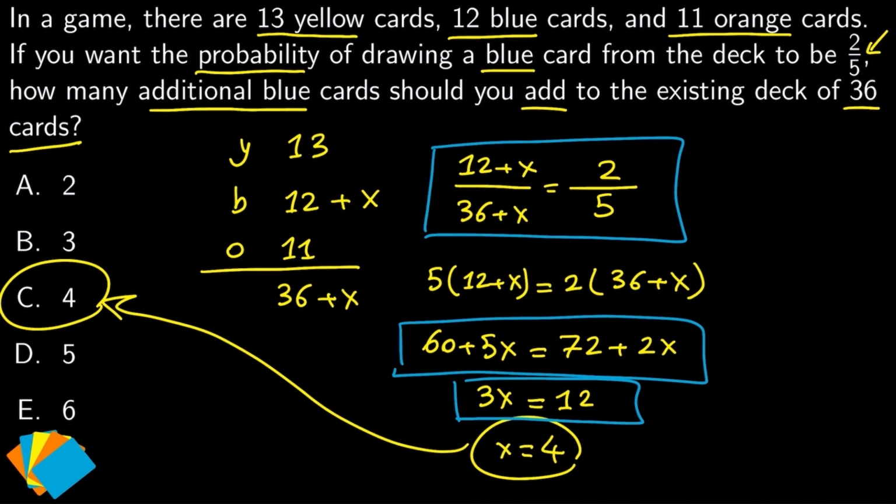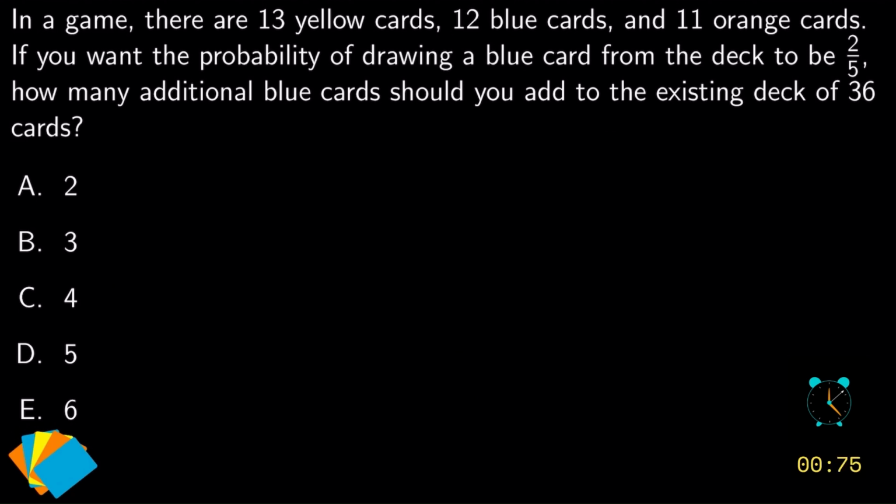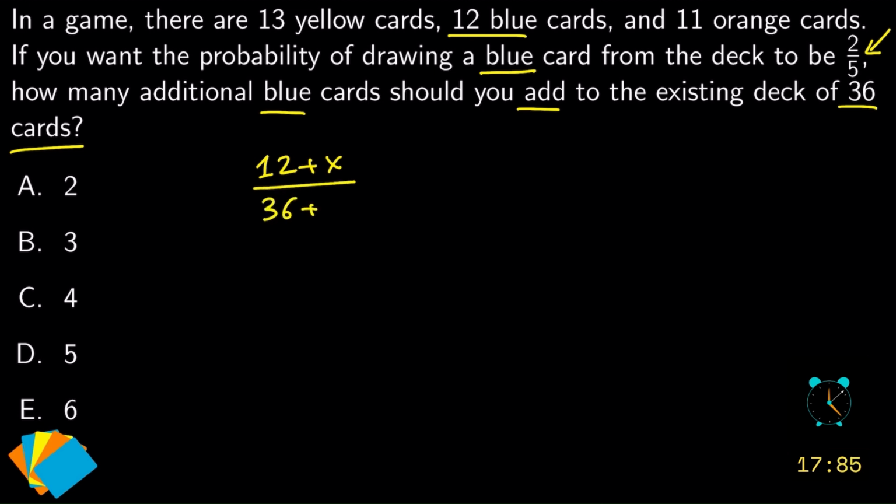Now let's solve the problem once more. First, you should look for what it is that we are asked for. In this case, the probability of drawing a blue card from a deck should be 2/5. How many additional blue cards should we add to these 36 cards? We have got 12 blue cards. So (12 plus x) divided by (36 plus x) should be 2/5.